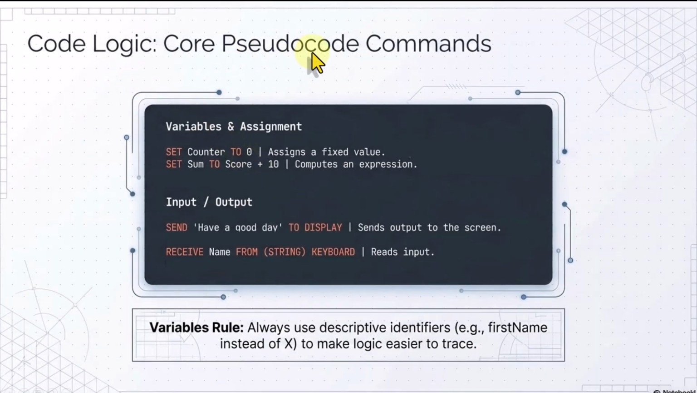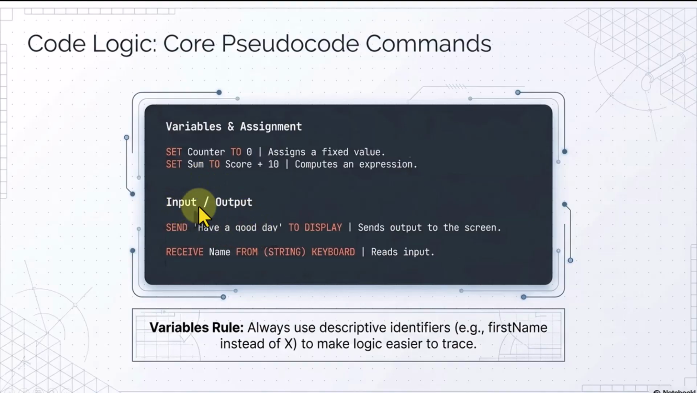In pseudocode as well, we have some commands. For example, set counter to 0. It means counter is a variable, put 0 inside that, assigning a fixed value. Or set sum to score plus 10. It computes, then sends the result to the variable sum.